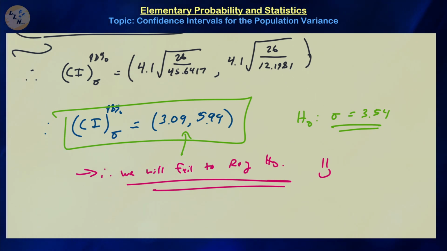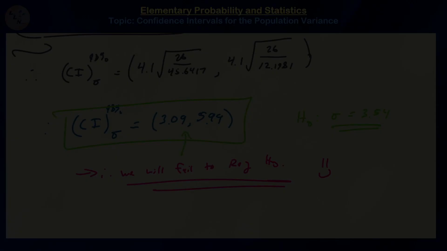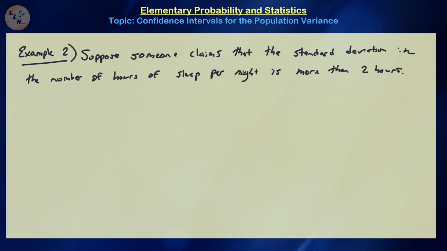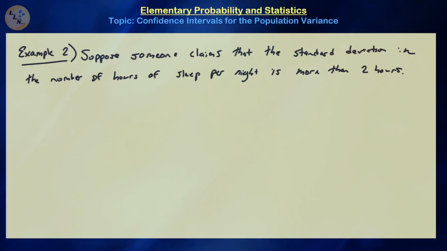Now let us take a look at how we would do this for the one-sided case. Suppose someone claims that the standard deviation in the number of hours of sleep that a person gets per night, or a population gets per night, is more than 2 hours. Keep in mind, if the standard deviation for sleep hours is low, that means practically everyone is sleeping approximately the same amount of time. If you have a variance that is really high for the number of sleep hours, then some people are sleeping little, some people are sleeping a lot. And if you know the distribution and the mean, then you probably can do some empirical estimates about, on average, people sleep between this hour and that hour, and so on.